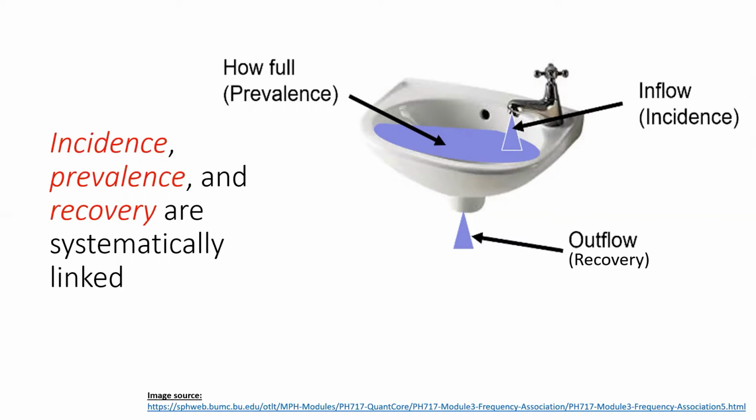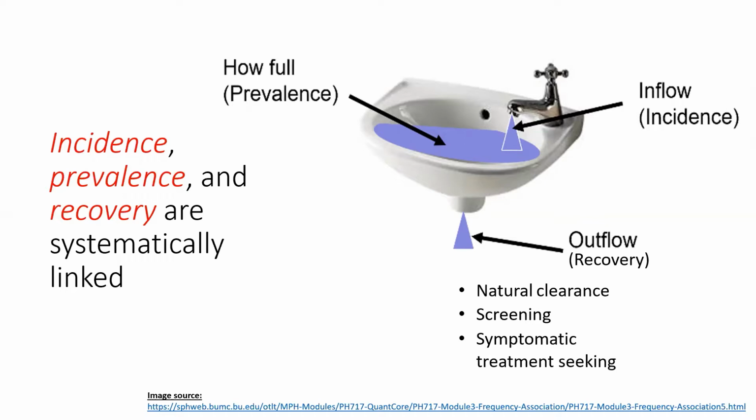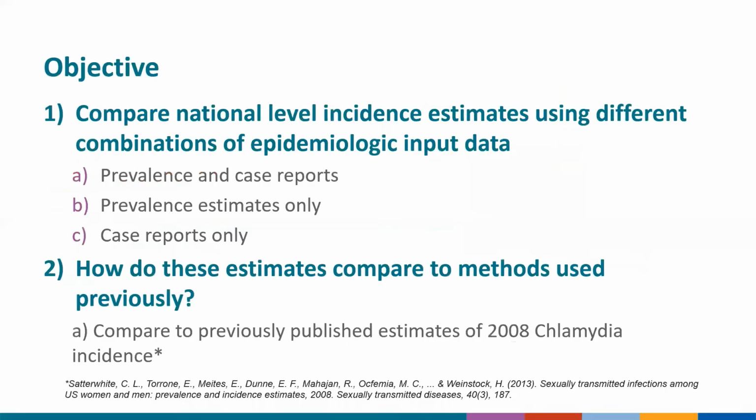So thinking about chlamydia, what are the different types of recovery that are possible? Well, people can clear the infection on their own, natural clearance. They can be screened based on routine checkups. And finally, if they have symptoms, they can seek treatment for those symptoms. So if we can summarize these three mechanistic recovery types, and if we know prevalence, incidence should be fairly trivial to estimate.